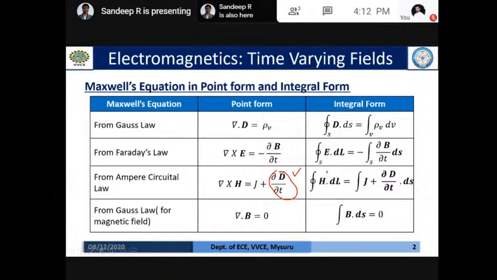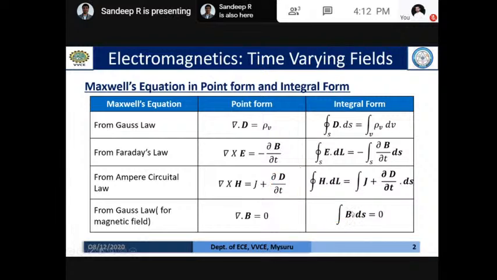If you take the integral form, it is closed integral H dot dl is equal to integral J plus dou D by dou T dot ds. The last one is from Gauss law for magnetic fields. It remains the same for the static fields as well as time varying fields. Del dot B is equal to 0, or integral B dot ds is equal to 0. So this is in the integral form.